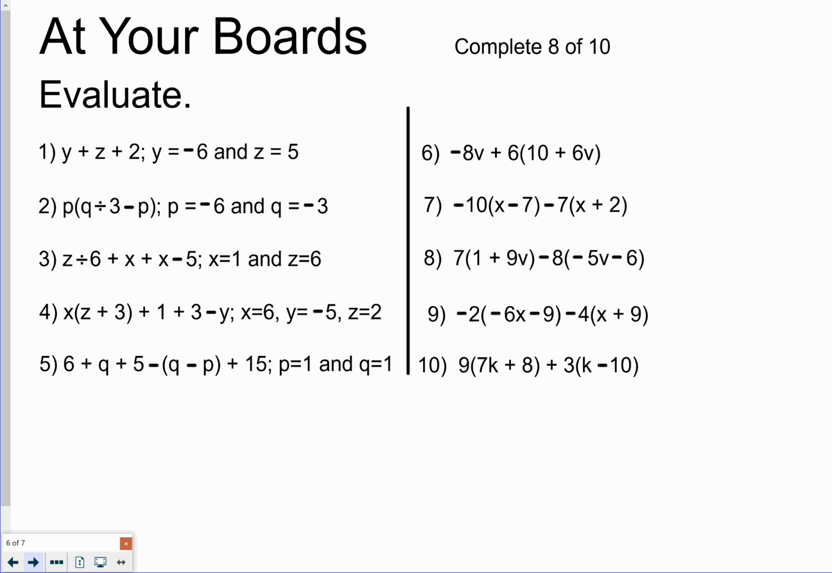Okay, so what I want you to do is you're going to do 8 out of 10 of these, all right? But you have to do 4 of each, all right? So you can't do like 5 and 3. You got to do 4 and 4. So pick 4 on each column. This column you're evaluating. This column you're simplifying.